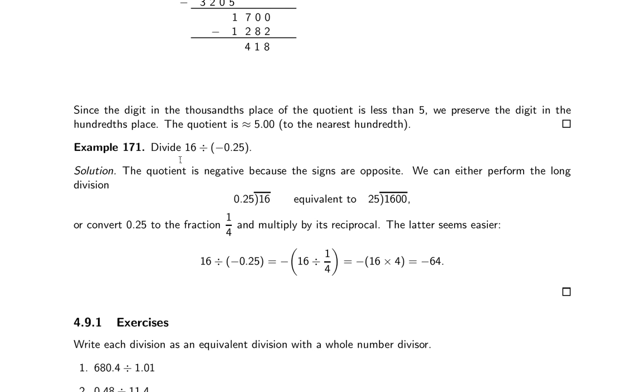And one last example here, we're dividing by a negative decimal. Positive divided by a negative, the answer will be negative. We need 2 places, so multiply the top and bottom by 100. So the question becomes 1,600 divided by 25. And if you do that division, you get 64.